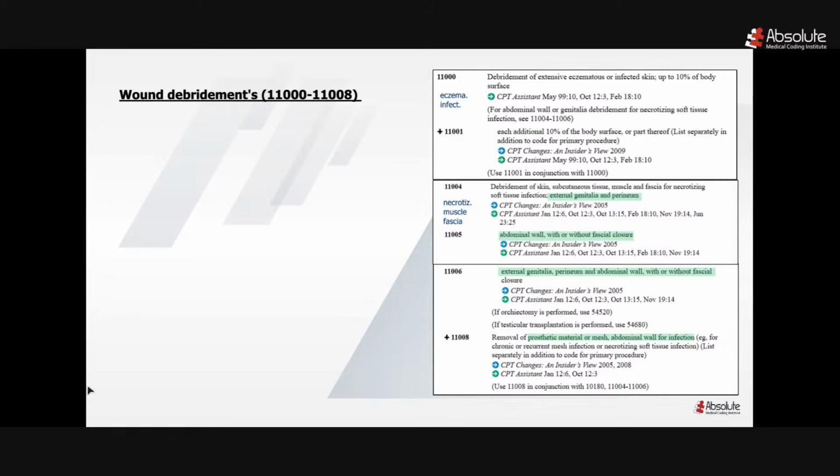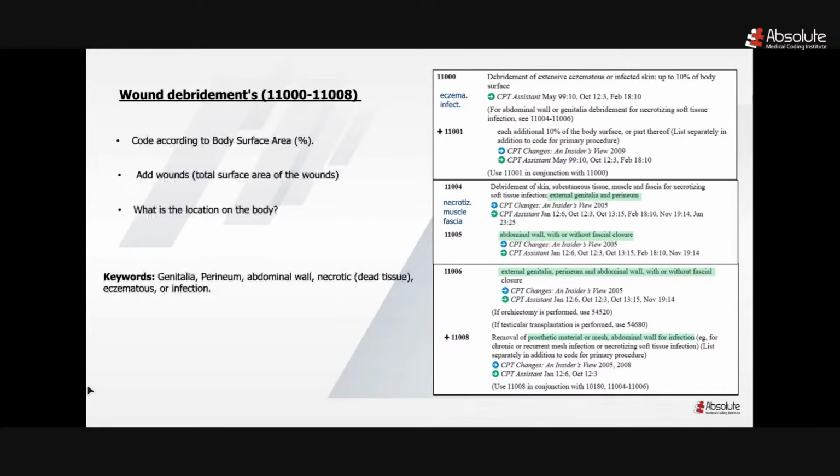Also, we have code 11008, which is used for removal of prosthetic material or mesh from the abdominal wall for infection. So the key words here to remember are genitalia, perineum, abdominal wall, necrotic tissue, eczematous, and infection. These will help you to pick up the right code quickly. Okay, so that was all about the code series ranging from 11000 through 11008.